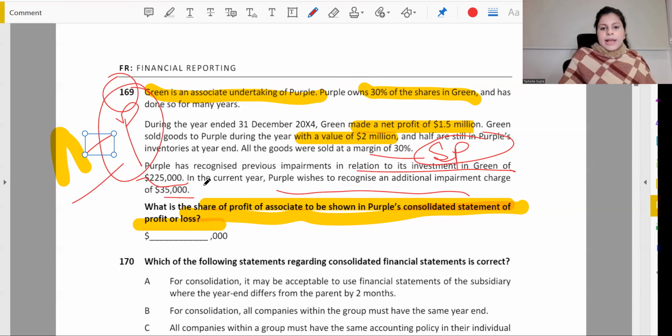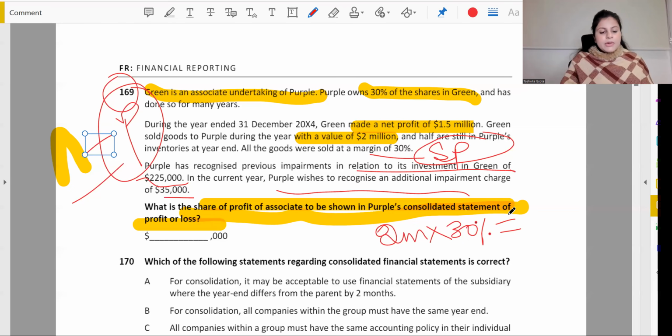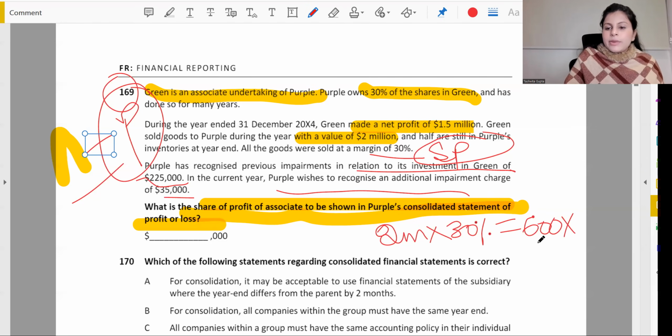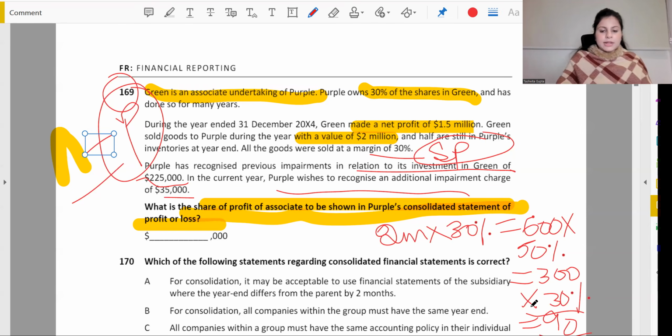PURP will be calculated as 2 million at 30% because that's our margin. What's my PURP coming out? 30% of 2 million, guys. 600. But only half of the goods are still in the inventory. So this comes out to be 300. But you only have 30% share in this. This comes out to be 90. Am I right? So my PURP is coming out to be 90.